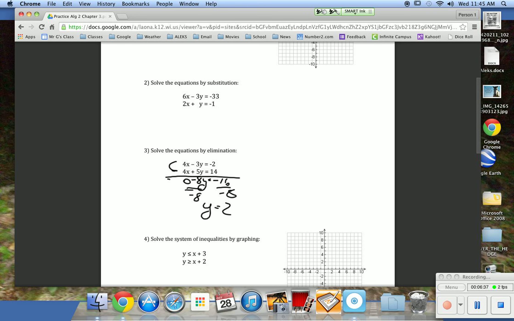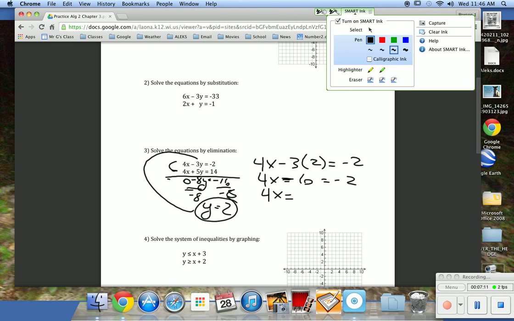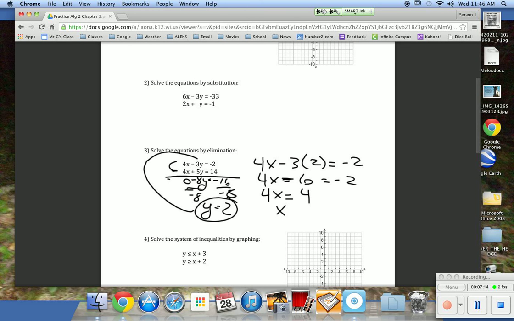y equals 2. Now we're going to plug that back into one of these. Let's put it back into that one right there. So it's 4x minus 3 times 2 equals -2. 4x minus 6 equals -2. 4x equals 4. No, actually a minus 8, right? Nope, plus 4. I'm all goofed up here. I'm seeing a minus 6 there. So we bring that over. That's going to be a plus 4. x equals 1.